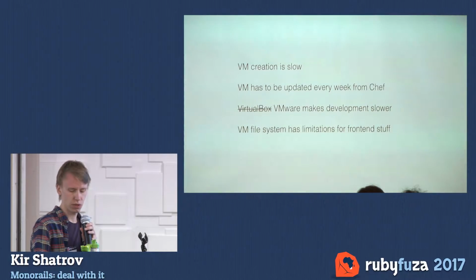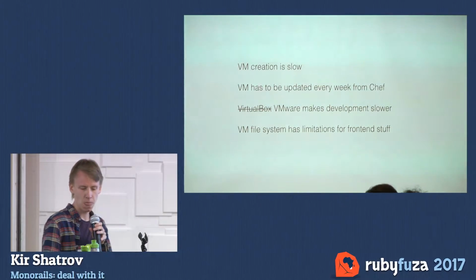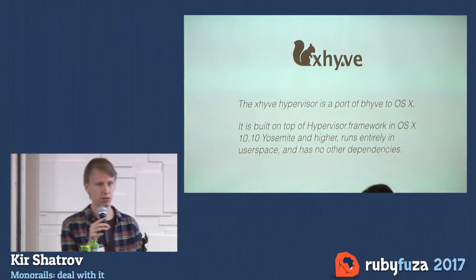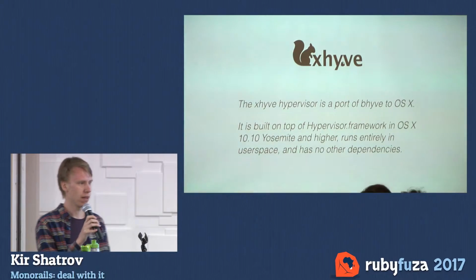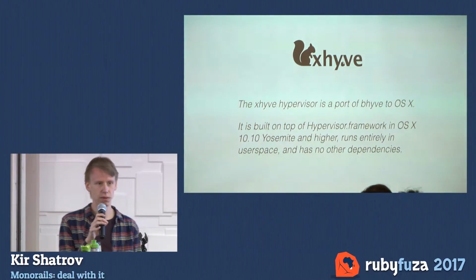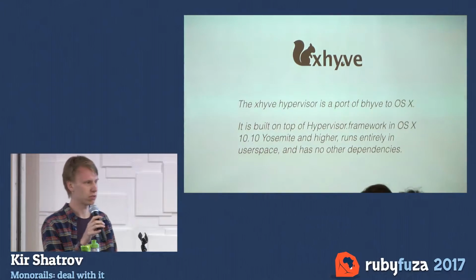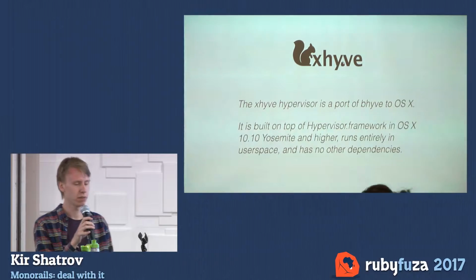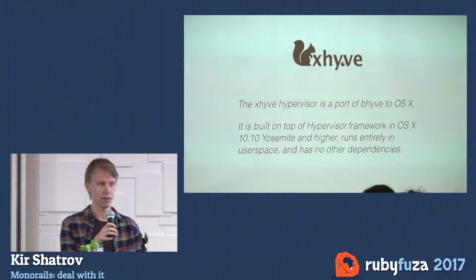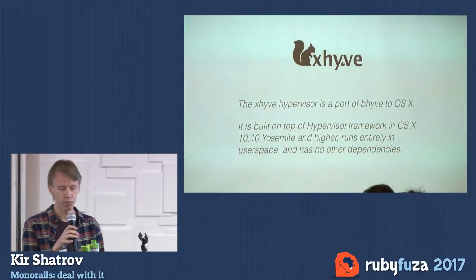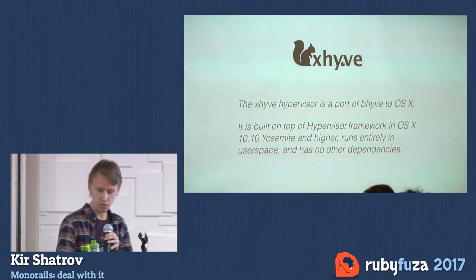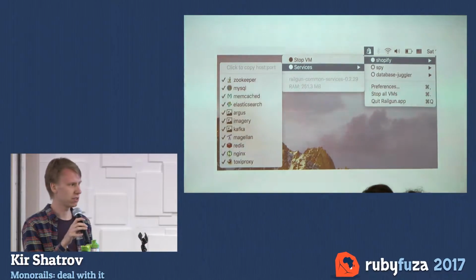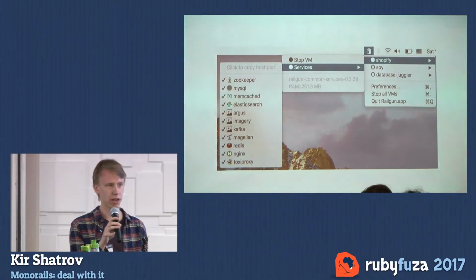And while we were looking for solutions, we found this native virtualization framework called Xhyve. It's an internal macOS framework, and it works really well and really fast, super reliable. If you ever used Docker for Mac, Docker for Mac is using Xhyve under the hood. And we built our small Mac app that launches Xhyve virtual machines for every app.